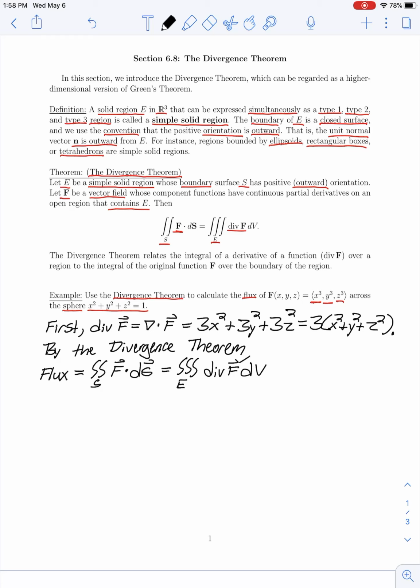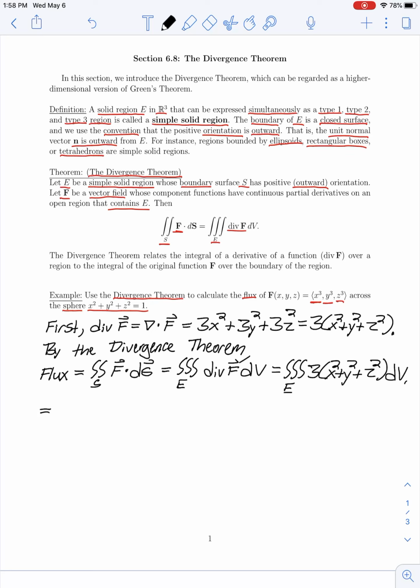So here we have the triple integral over the solid region E, and we found the divergence of F was 3 times the sum of x squared, y squared, and z squared. We're integrating with respect to volume. Now, to evaluate this triple integral, we need to set this up as an iterated integral. And since our solid region E is the region enclosed by the unit sphere, that is the unit ball, that suggests that we would probably want to use spherical coordinates to evaluate this triple integral.